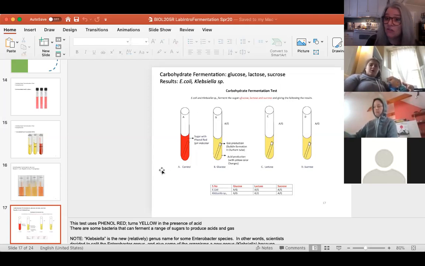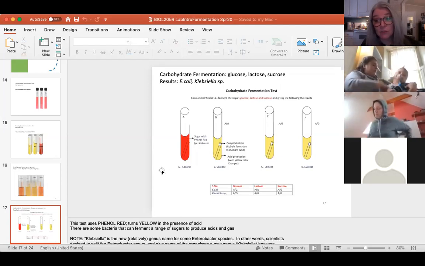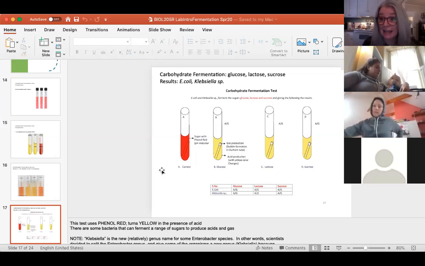And what we're looking for is a color change. We're looking to see if the media turns yellow, because if this organism can ferment this particular sugar that we put in, it's going to make an acid from that sugar, and it's going to turn the media yellow. And remember, the other thing we have to do is we have to look for gas inside that upside down Durham tube. So take a look at our results.